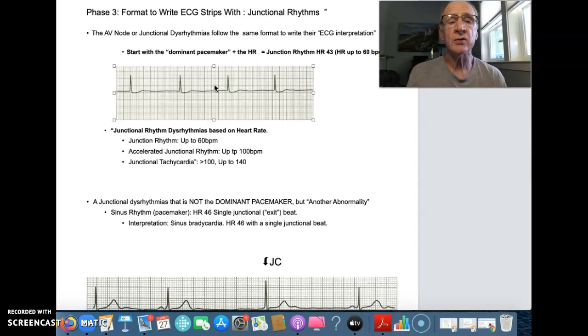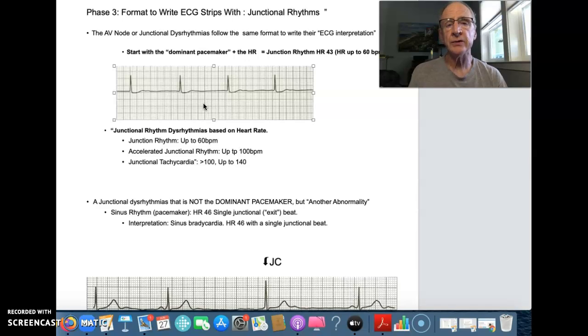Because you've studied extremely hard on junctional dysrhythmias, you know that since there are no P waves, and you see that these QRS are normal, you know this is a junctional rhythm. The dominant pacemaker is from the AV node or the junctional area.